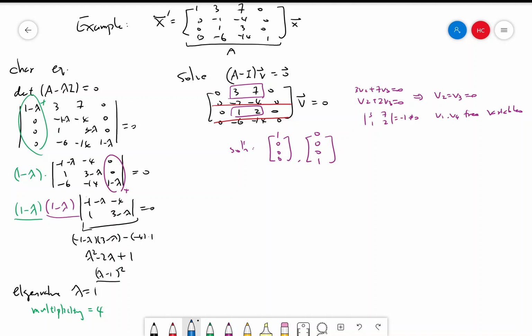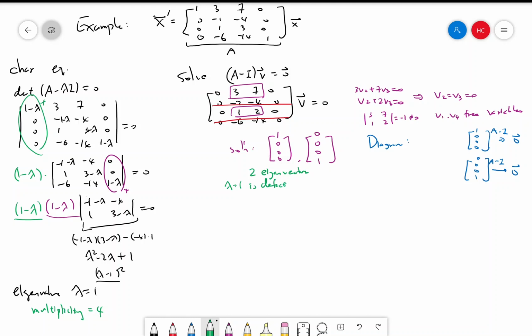So the diagram for generalized eigenvectors looks like 1, 0, 0, 0 pointing to the 0 vector via A minus I, and 0, 0, 0, 1 via A minus I pointing to the 0 vector. So because there's only two eigenvectors, lambda equal to 1 is defective. And then the defect is 4 minus 2, which is 2.